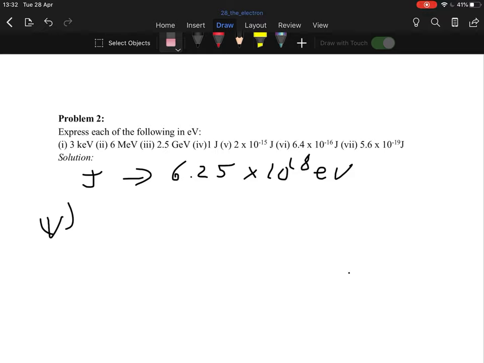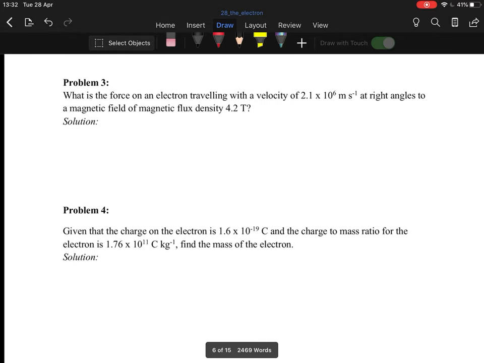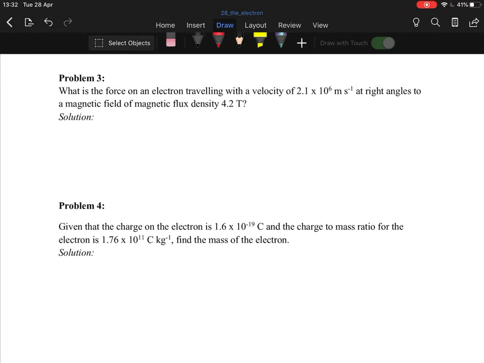So part 5 was 2 by 10. You should end up with 12,000. Okay, so the pen has stopped working completely. There we go. 12,500 electron volts. And so forth. That's all you do. You divide, and then going the other way, you multiply. Okay? So problem 3, very straightforward.